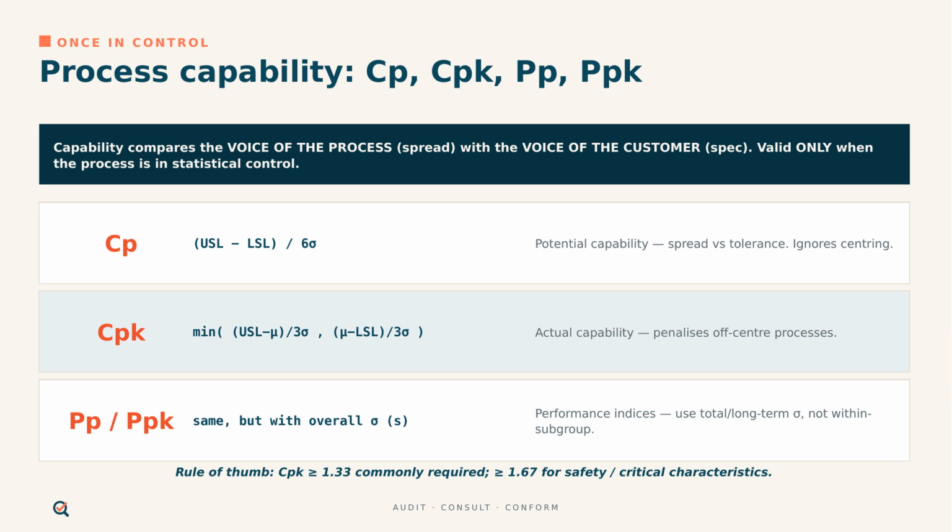Pp and Ppk use the same formulas, but with the overall, long-term standard deviation instead of the within-subgroup spread. They describe performance across the whole run, drift and all.